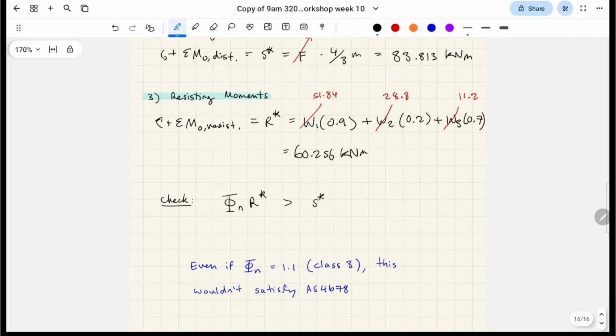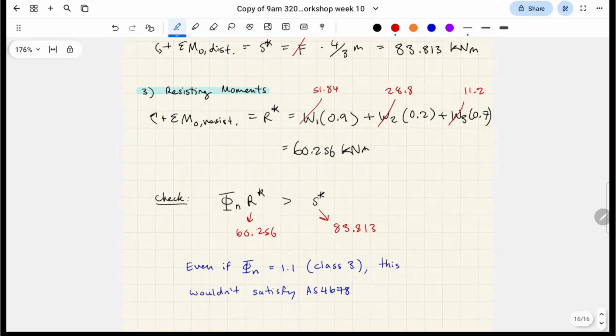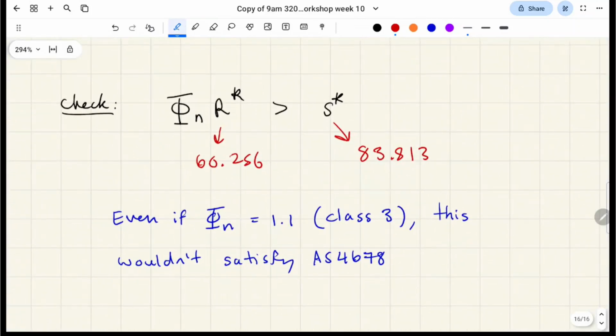So now we plug everything in finally. This was 60. This was 83.813. Basically what this comment in blue says is even if we're generous and give phi n a scaling factor of 1.1 based on class 3, this wouldn't satisfy. The number on the left is too low compared to the number on the right, and therefore this whole thing would always fail.